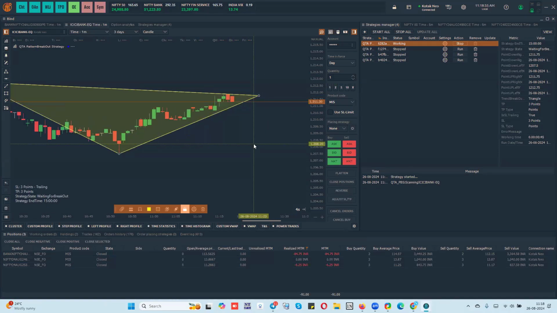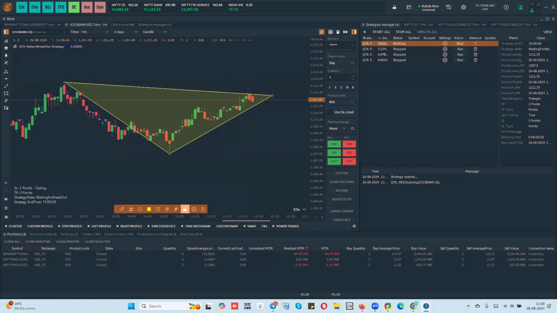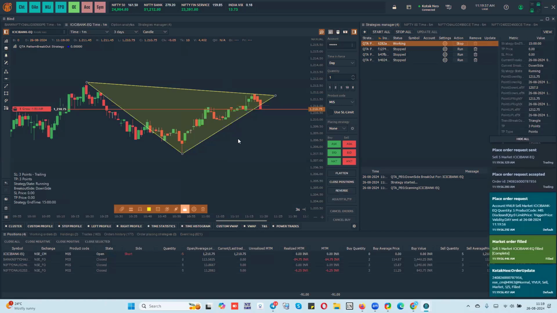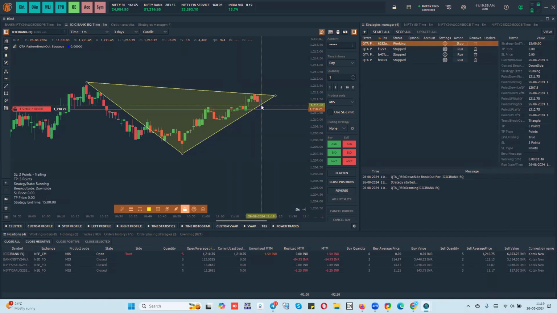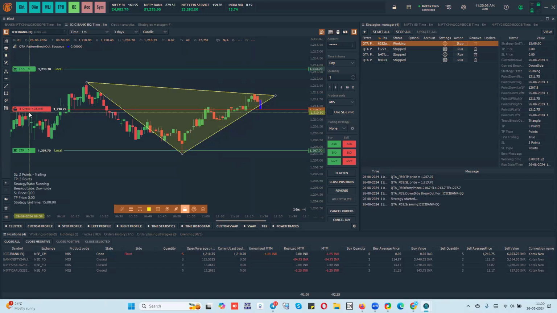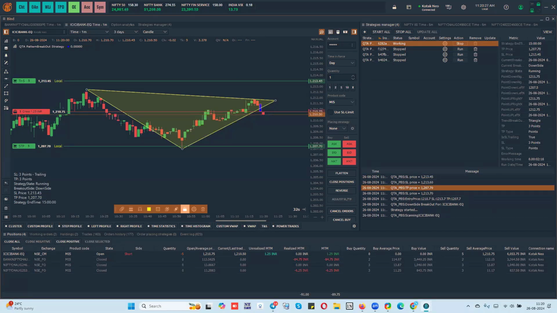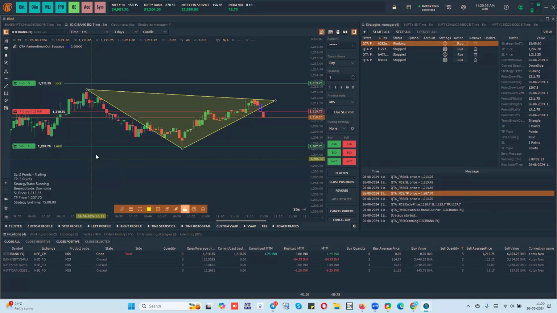Let's wait for the market to break. In the meantime, if you have any questions, you can put those questions in the chat box so that I can have a look at it and discuss that. So now the market broke on the downside of this triangle pattern. So it sold 5 shares of ICICI Bank and also put the stop loss and take profit. Okay, so again the order went properly.